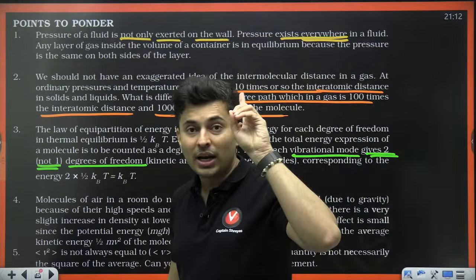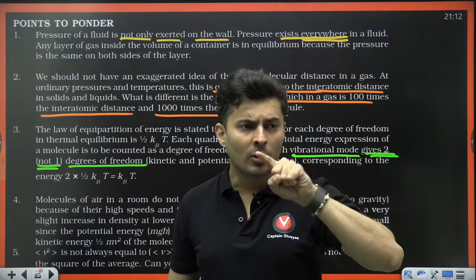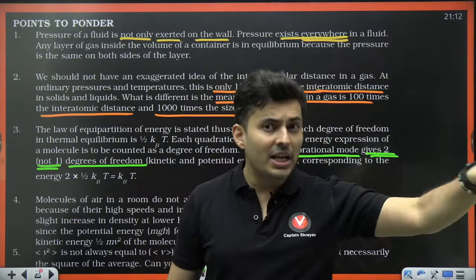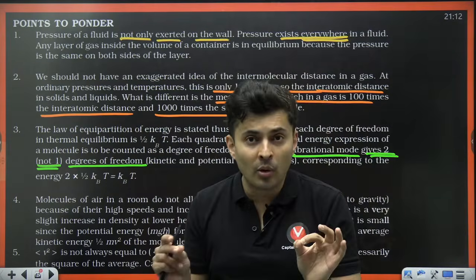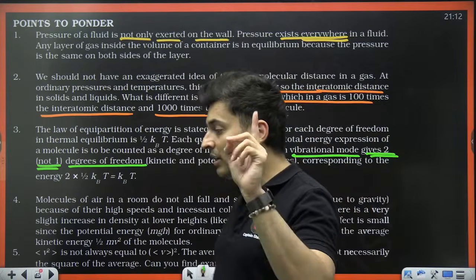So when you write translational energy, half kT, half kT, half kT, 3 translation. Rotation, let's say 2 rotation, half kT, half kT. One more vibration, if at all it is there, mode, then you will write it as half kT plus half kT if mode is mentioned.